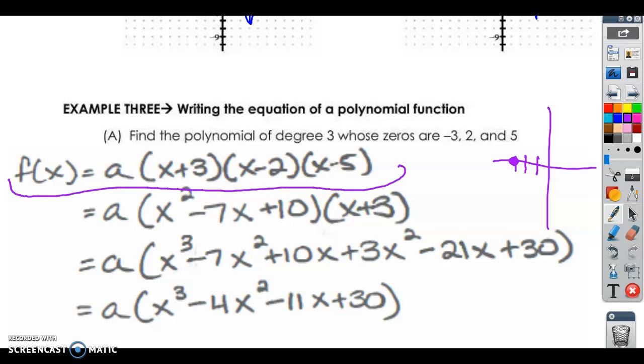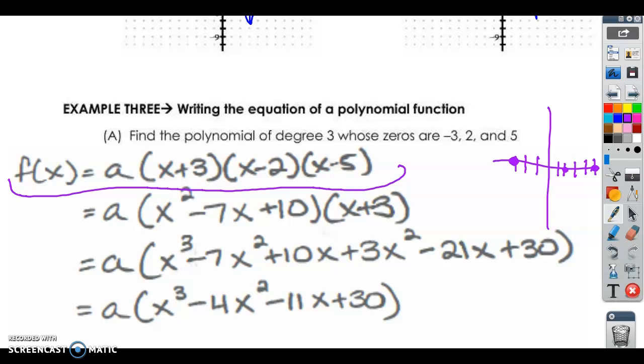Okay, so if you've got a 0 at negative 3, and a 0 at 2, and a 0 at 5, you're going to have factors of x plus 3, x minus 2, and x minus 5, and then some number in front, we just call it a. And then a lot of times they ask you to write this out as the equation of a polynomial function, so in standard form. So just go ahead and multiply all that out.